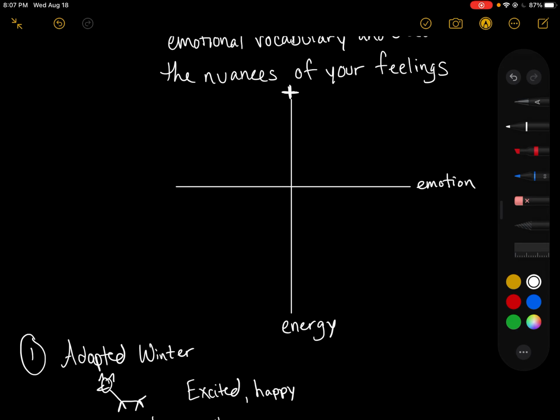My emotion is positive, so that means I go to the right. And my energy is positive because I'm jumping up and down, so that means that I go up. So where am I on the mood meter? I'm somewhere over here. So this would be the day that I adopted Winnie. So that's one example of how we can use this to plot where we are.